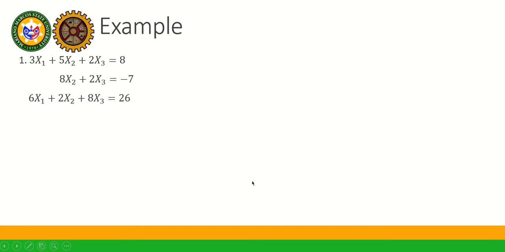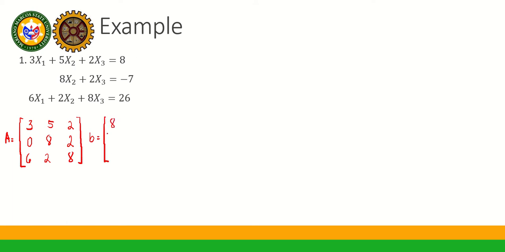Okay, so let's try this example. Let's try to apply this formula sa ating first example. So, gagawin natin is to write the augmented matrix for the system. So, A natin is equal to, we have the numerical coefficients 3, 5, 2. This is 0 since wala tayong x sub 1 dito. And then 8, 2, tapos 6, 2, 8. So this is our A. And our B is equal to our constants, which is 8, negative 7, and 26. Okay.